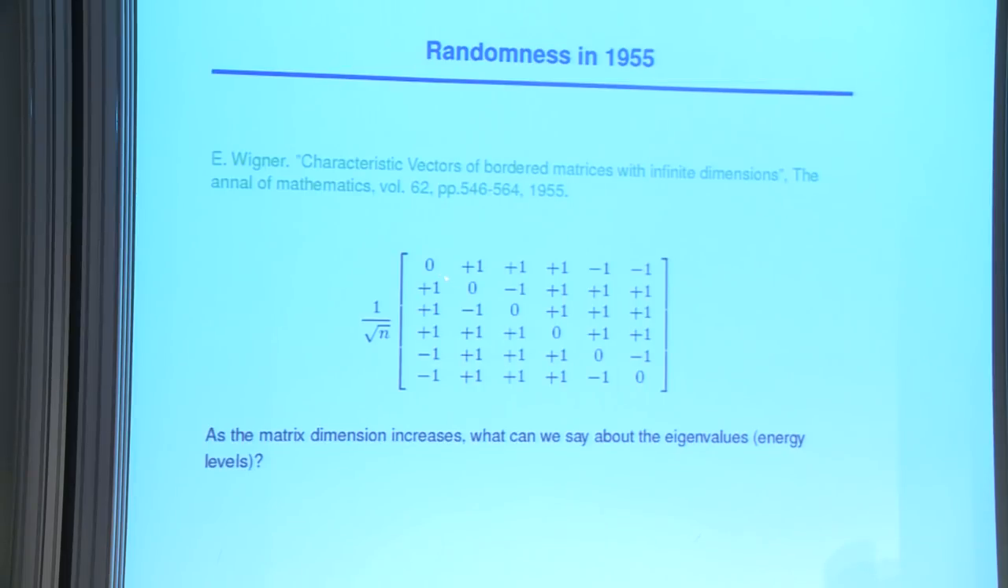Okay, so you have 0 on the diagonal, and you have plus and minus 1s, which are flipped randomly with probability 1 half. And it's symmetric. And he asked himself, well, what are the eigenvalues of this matrix here? Instead of asking himself what are the eigenvalues of this matrix, he asked himself, could I find any result on the counting measure of these eigenvalues?